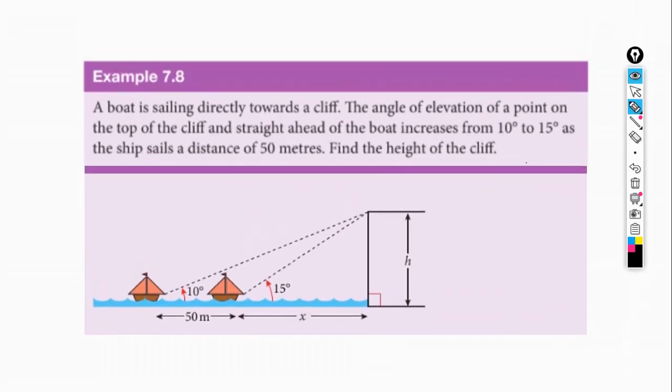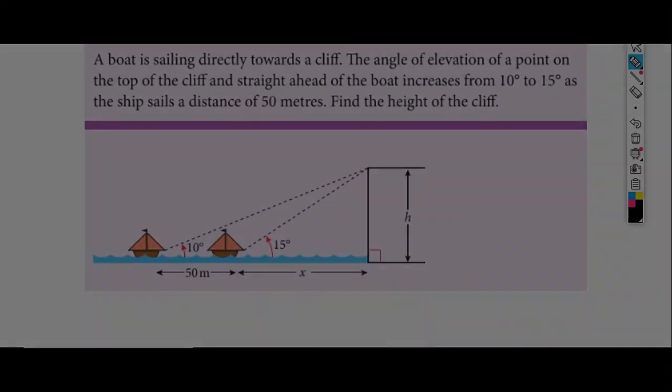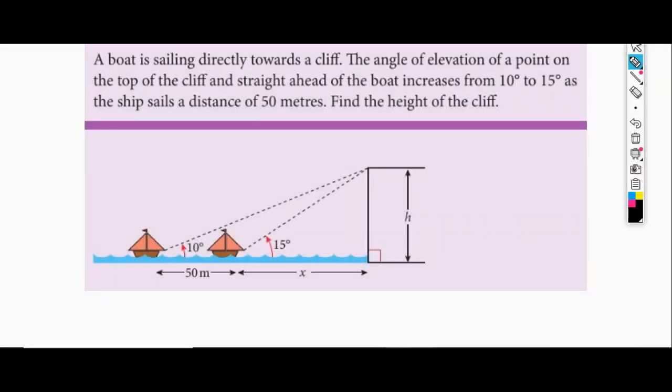Very well, we continue with example 7.8. And it reads that a boat is sailing directly towards a cliff. The angle of elevation of a point on the top of a cliff straight ahead of the boat increases from 10 degrees to 15 degrees. So at first the angle of elevation here was 10 degrees, and then it got a little closer and it was 15 degrees. As the ship sails a distance of 50 meters, so there was 50 meters between here and here. And then they say find the height of the cliff.